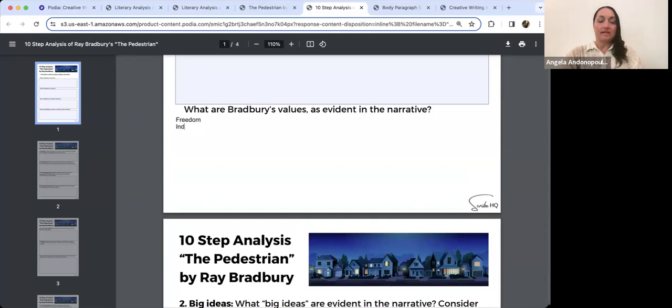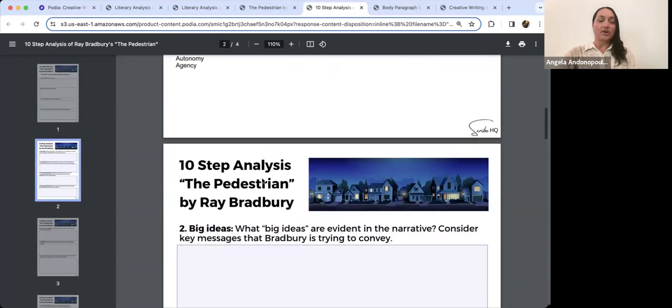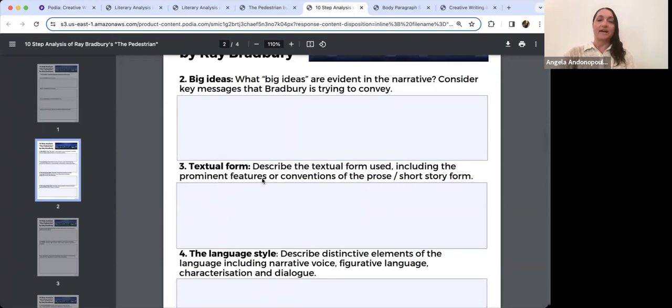Freedom, individuality, autonomy, agency. Absolutely. Okay, so let's go down to the big ideas.